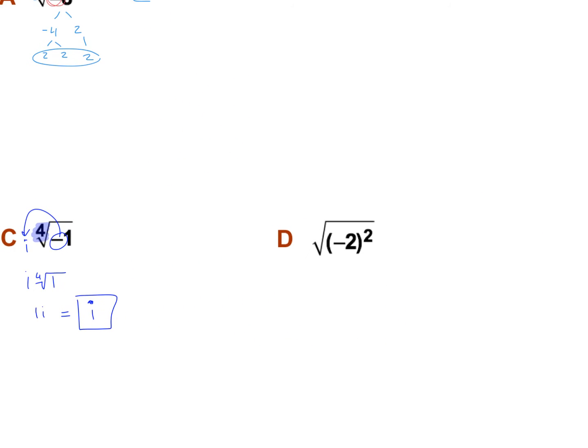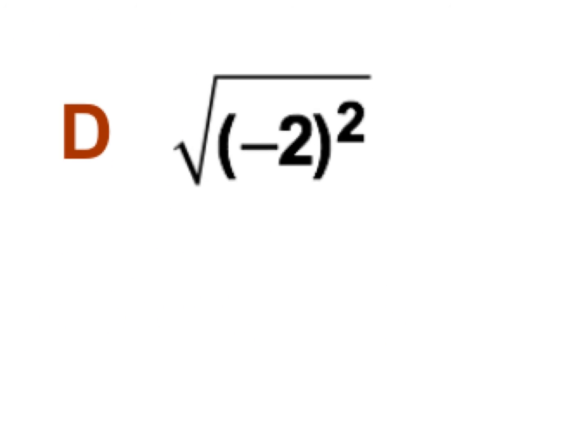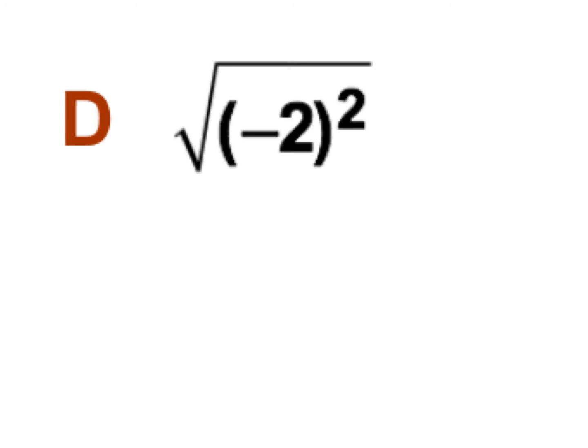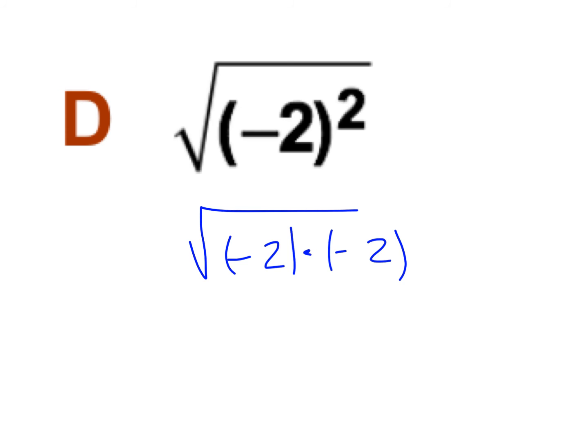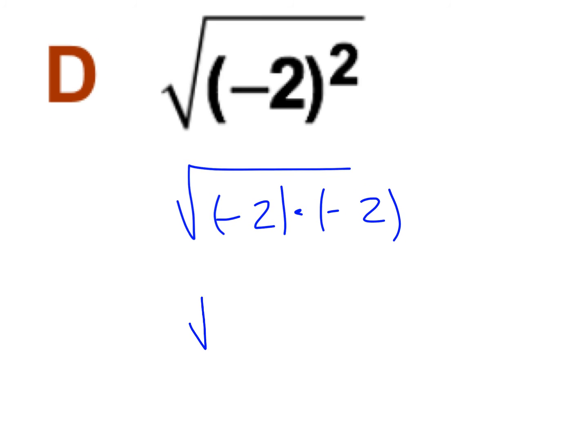All right, let's look at D. So first thing we have to do is the inside of our radical. So we have negative 2 squared. So this is like square root of negative 2 times negative 2. What's negative 2 times negative 2? Positive 4. So the square root of positive 4.